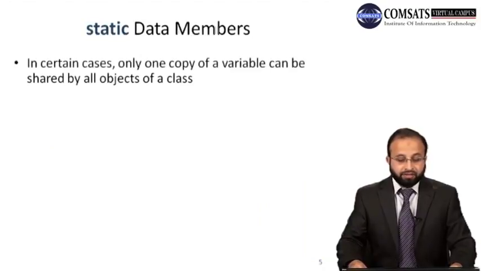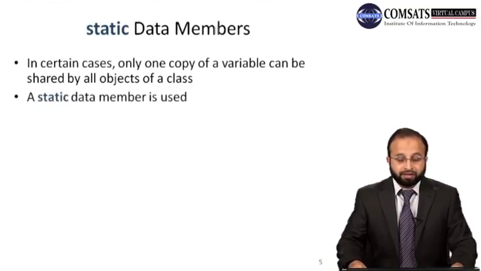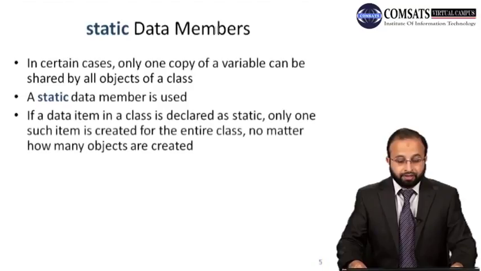Static data member. In certain cases, only one copy of a variable can be shared by all the objects of a class. There are some situations where some information must be shared among the objects of that particular class. For that, a static data member is used. If a data item in a class is declared as static, only one such item is created for the entire class, no matter how many objects are created. So a static data member is kind of a global data member, right?